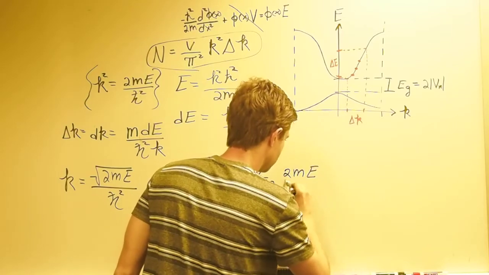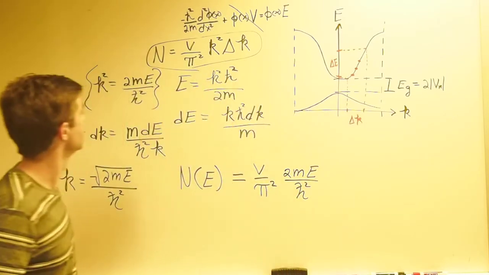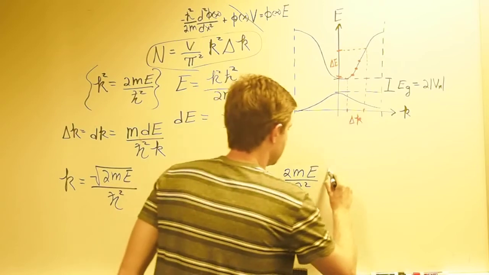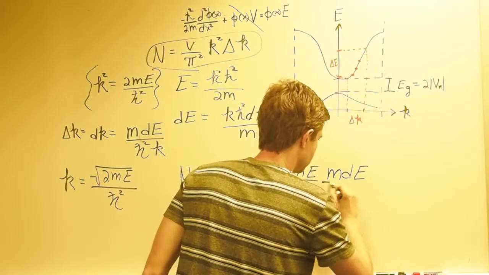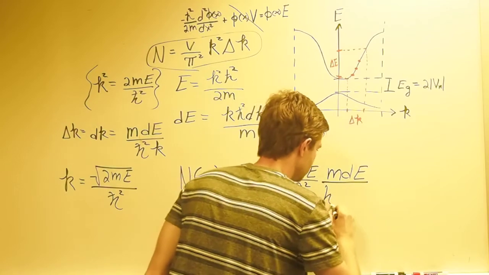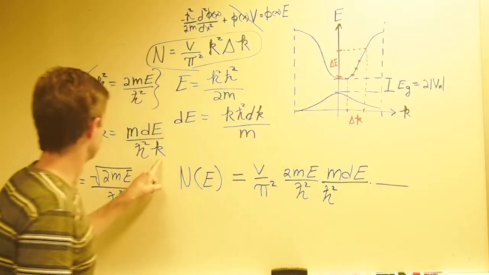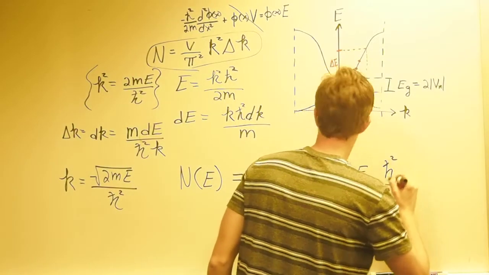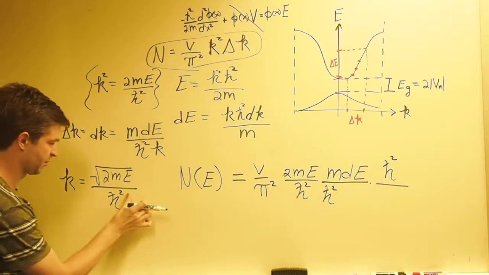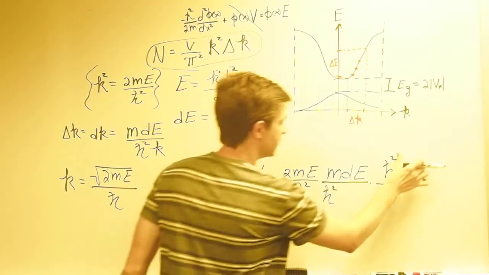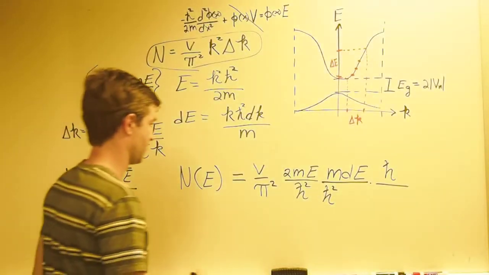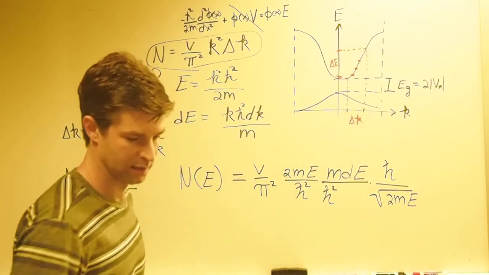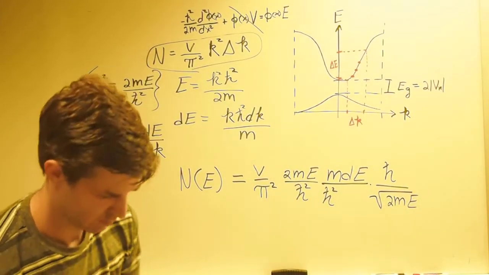2m_e over h bar squared, right? Times dk, that's this guy right here, m dE over h bar squared, right? And k, 1 over k, that's going to be h bar squared. Oh, I'm sorry, I made a mistake. This is just h bar, right? That's just h bar, because I square rooted both sides here. So 2m_e. Okay, just make sure I'm on the right track here. I'm going to simplify this.